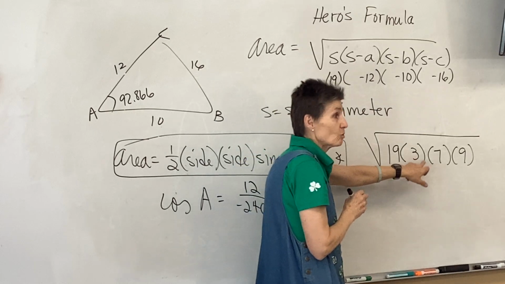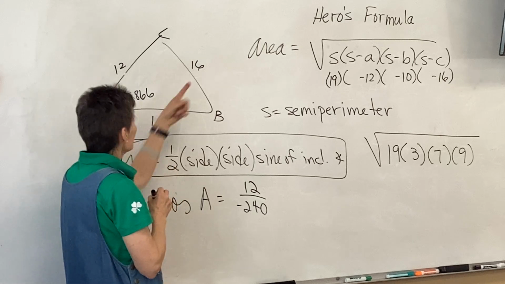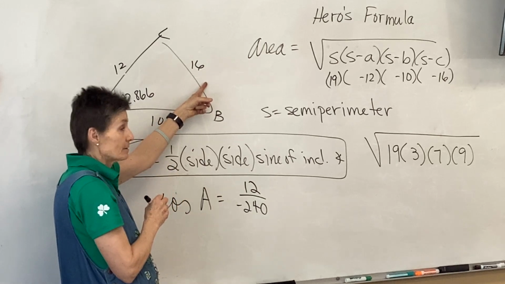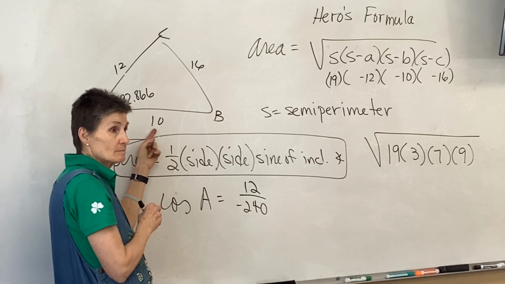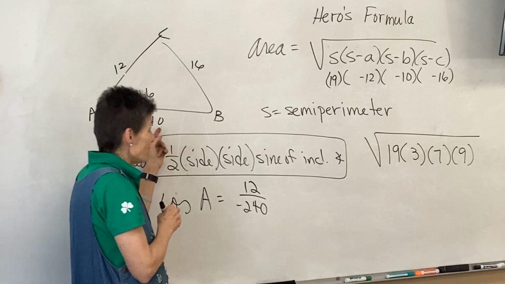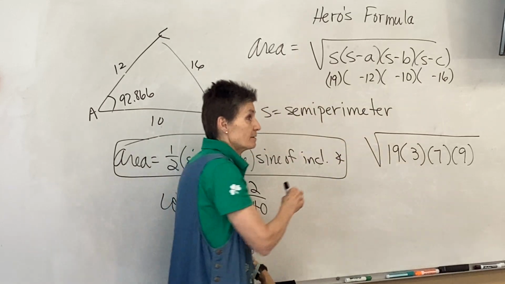Then where did I get the 3, the 7, and the 9? I took 19 minus 16, 19 minus 12, and 19 minus 10. And you just multiply them all together and take the square root.